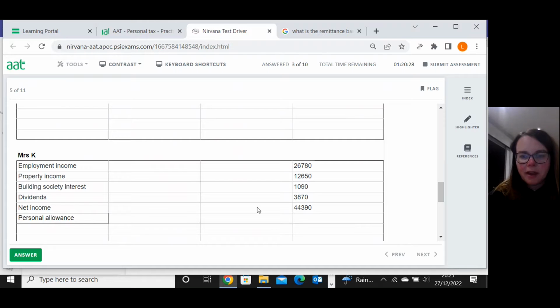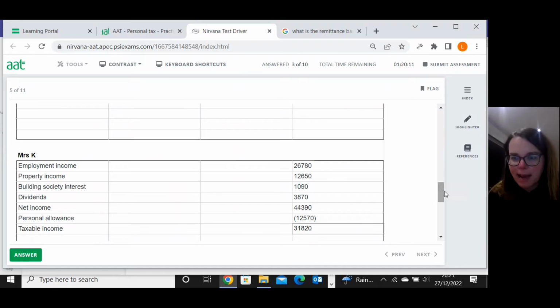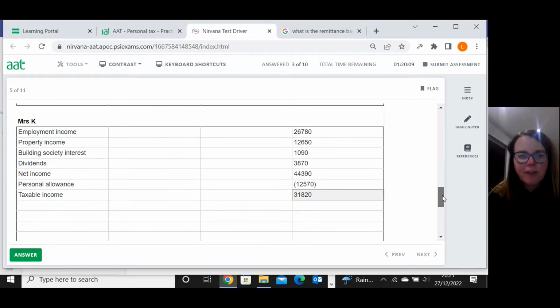Certainly not over the 100,000, so subtract the personal allowance, which gives Mrs. K taxable income of 31,820. Right, so she is a basic rate taxpayer. So she's going to have £1,000 savings allowance. So non-savings income.